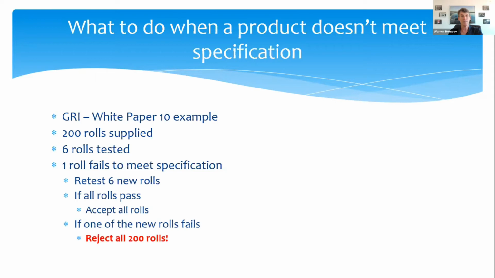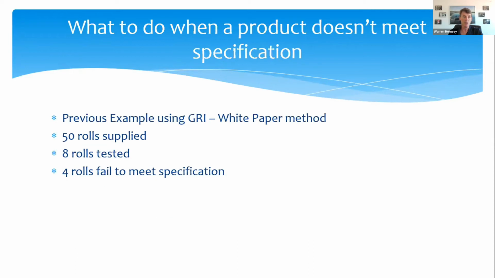But that's the way GRI has set up the acceptance criteria. So you can choose to go with the GRI methodology or alternatively a different methodology. Now, if we look at the example that I showed previously where 50 rolls were supplied to site, 8 of those rolls were tested, 4 rolls failed to meet specification. Immediately, all 50 rolls would be rejected because you've got more than 1 roll failing in your test program. So there's no comebacks, it's just reject all 50 rolls.